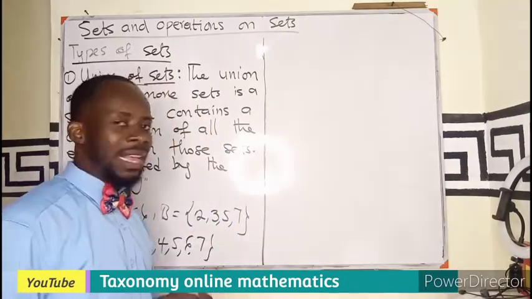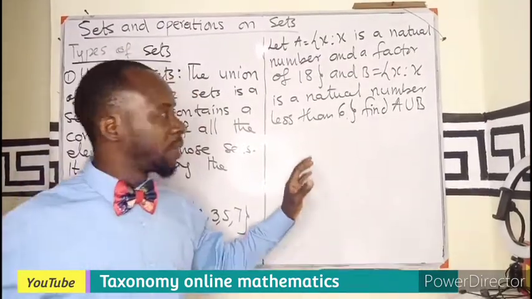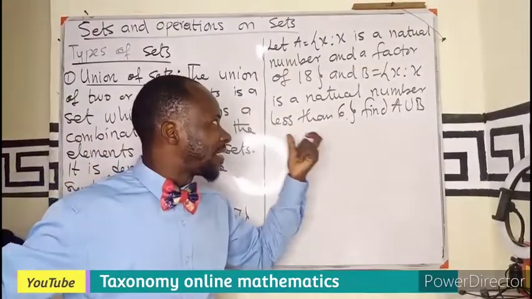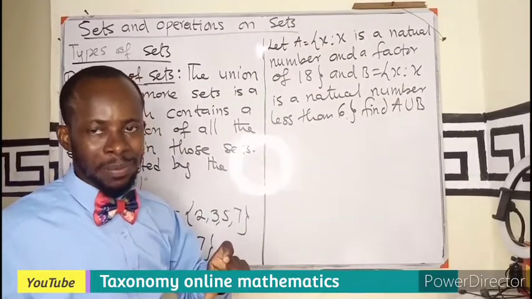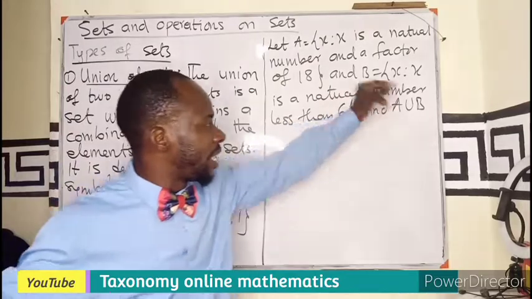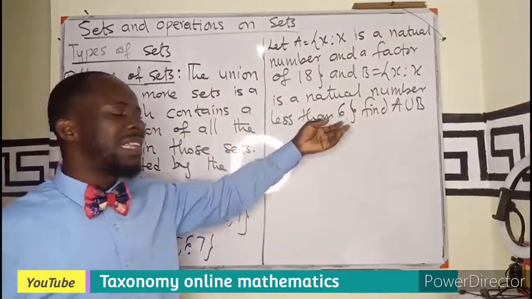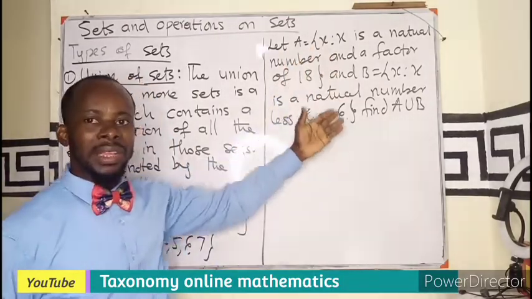Alright, let's take another example. We have a question. Let A equal the set of x such that x is a natural number and a factor of 18. That is, natural numbers that are factors of 18. Then B is the set of x such that x is also a natural number less than 6. First of all, this is just stating the property.